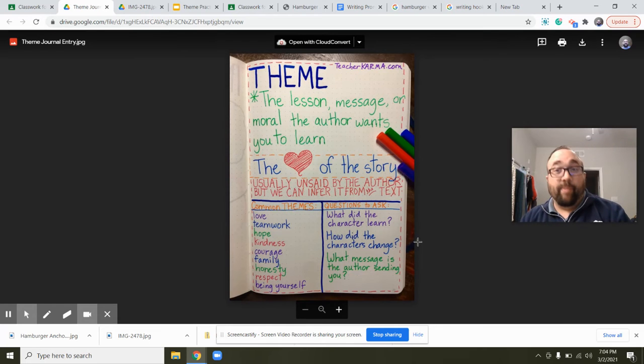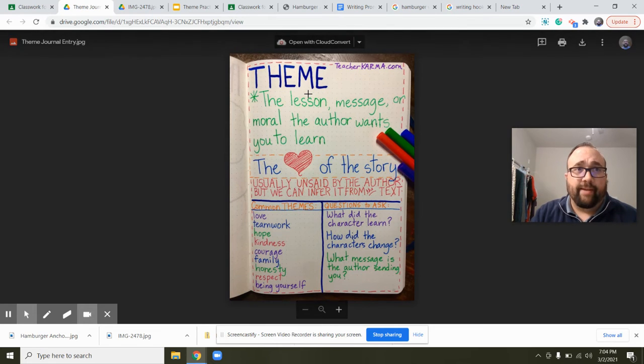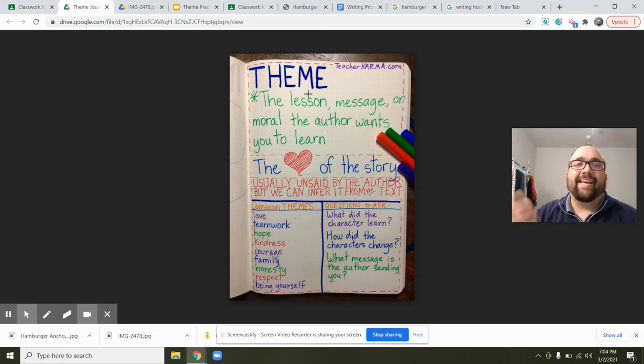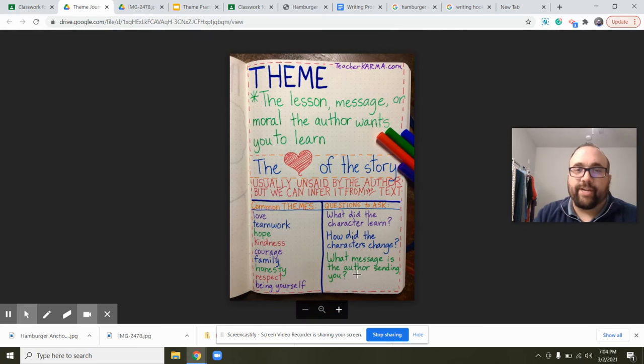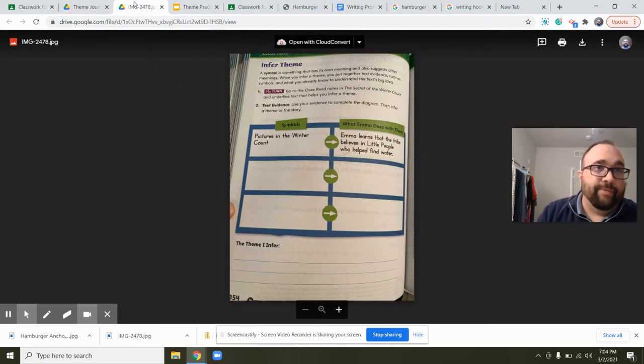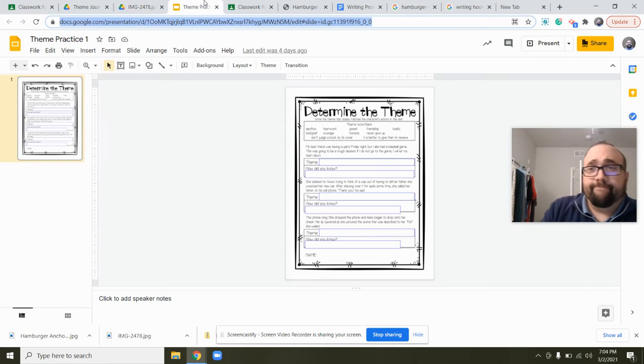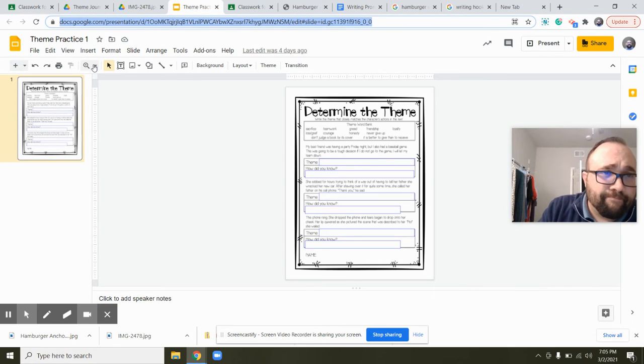So here is our, Fancy is getting into some trouble. Oh dear. So remember this anchor chart? We put it in our journal. You should still have this. So refer to this whenever we're working with theme, okay? To help you out. Remember, theme, it's a lesson, message, or moral the author wants you to learn. It's the heart of the story and usually is unsaid by the author, but we can infer it from the text. So we have our common themes down here and then questions to ask to help you figure out the theme, right? What did the character learn? How did the character change? And what message is the author sending you?